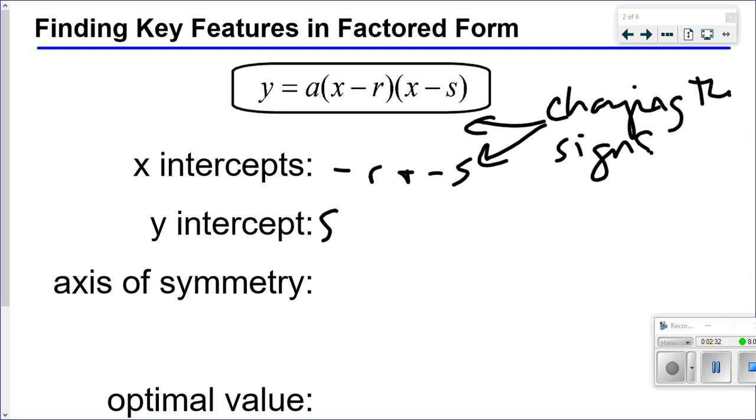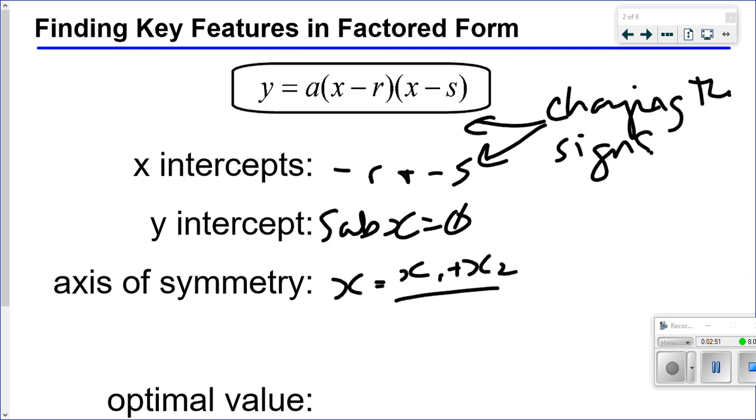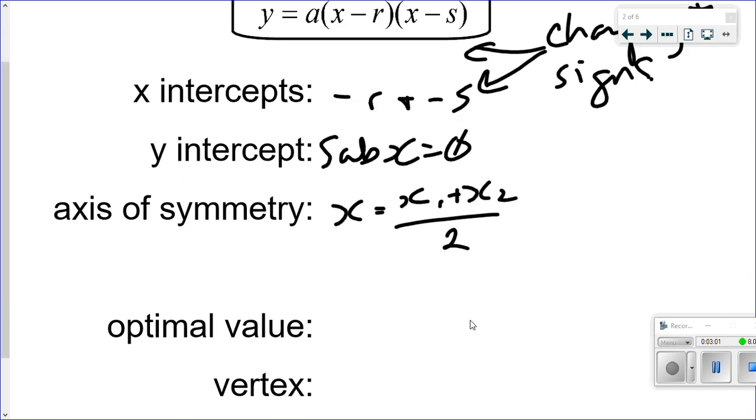Y-intercept. Sub x equals 0 into the equation. You could memorize that it's a times r times s. I don't like that. It's much easier just to memorize one thing. Axis of symmetry. So we find the midpoint between any 2 points with the same y value. Conveniently enough, our x-intercepts do that. So we can really use r and s in here.